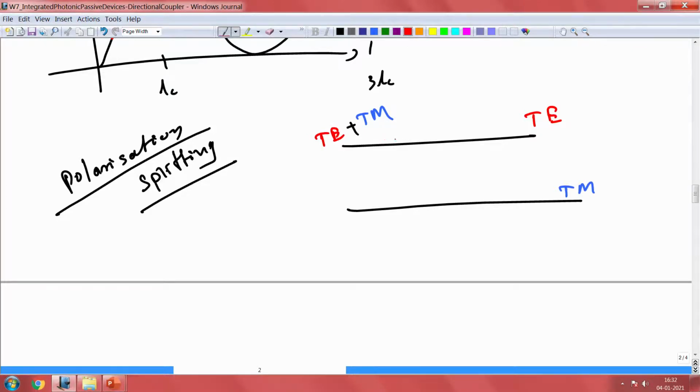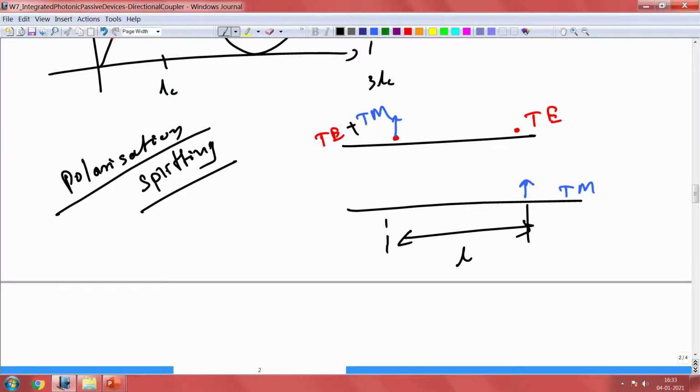So, this is how it is, but I want TE to come out this way, right, and I want the TM to come out this way, all right. So, I need to design this length appropriately. We know this length is crucial, right. What is this length that is required to split this, right.